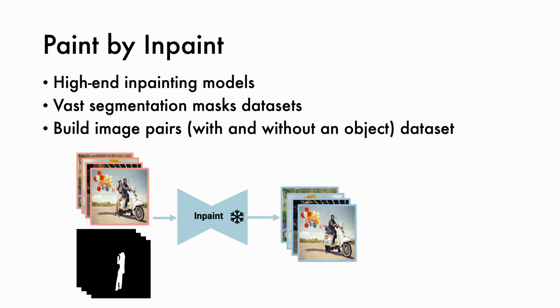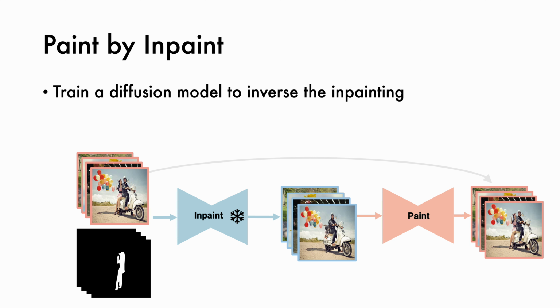Given this insight, we used high-end inpainting models together with mask datasets to build pairs of images with and without objects. We then used this dataset to train a diffusion model to inverse the inpainting, thereby learning to add objects.